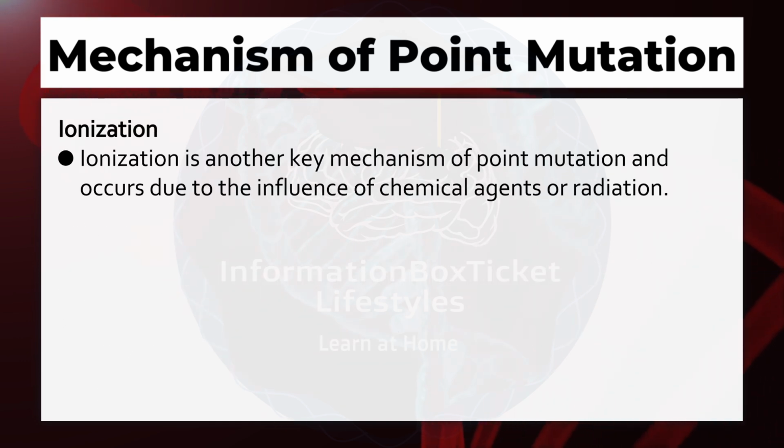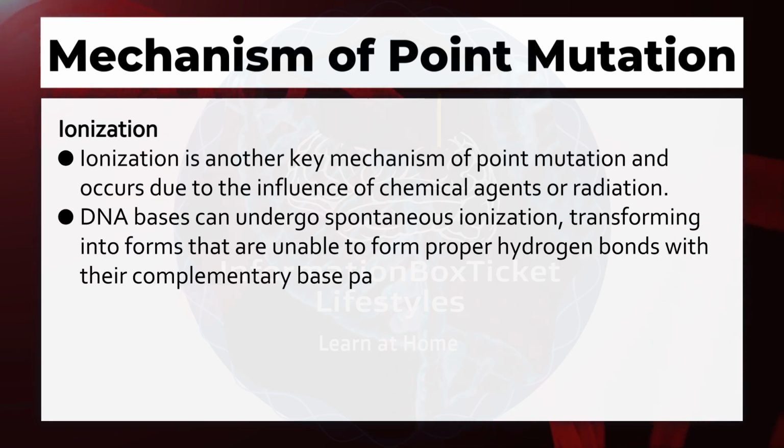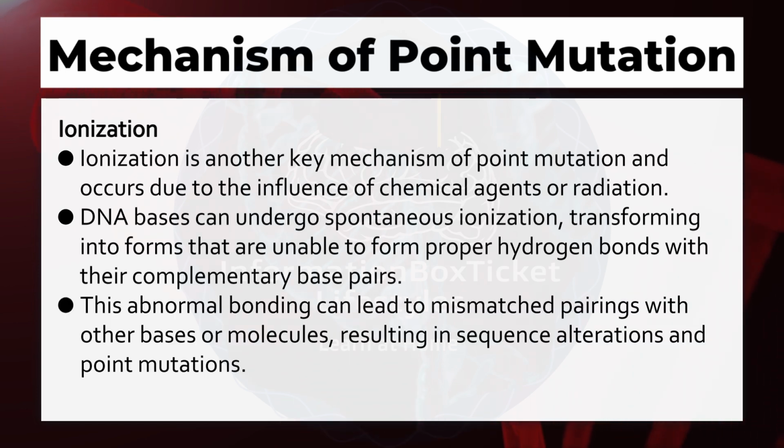Ionization. Ionization is another key mechanism of point mutation and occurs due to the influence of chemical agents or radiation. DNA bases can undergo spontaneous ionization, transforming into forms that are unable to form proper hydrogen bonds with their complementary base pairs. This abnormal bonding can lead to mismatched pairings with other bases or molecules, resulting in sequence alterations and point mutations.